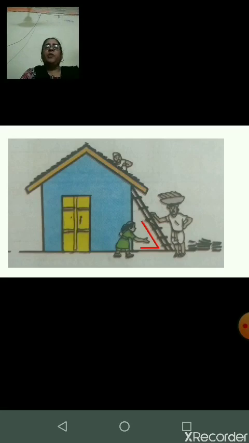Okay, in the third picture, what do you see? Yes, there is a house and there is a ladder beside the house. Can you see that red line showing the angle? Yes. So here also the ladder makes an angle with the ground. Understood? Here you can see the angle is made between what? Between the ladder and the ground.